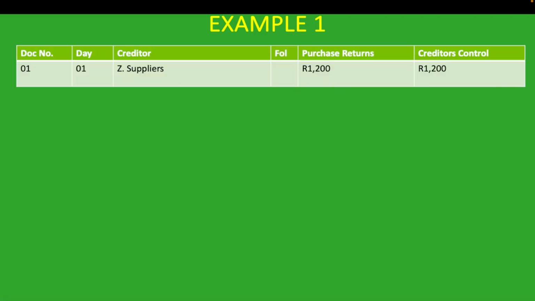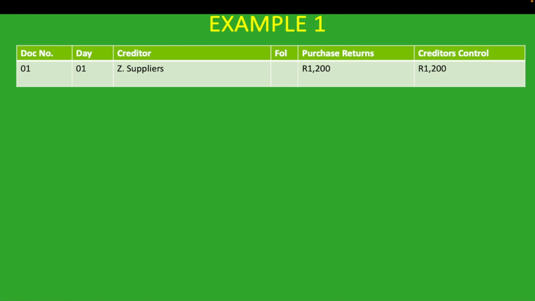So let's look at how that will look. You've got here the document number 01, as you saw, debit note number 01, so that's what we are putting. And remember, it might not go in sequence in your scenario or in your question, depending on how the examiner tests you, but you just need to put the document number that you're provided there. And then the day is day 01. The creditor is Z Suppliers. Again, we're putting the name of the supplier here. And then the 1,200 under purchases returns, and then 1,200 under creditors control.